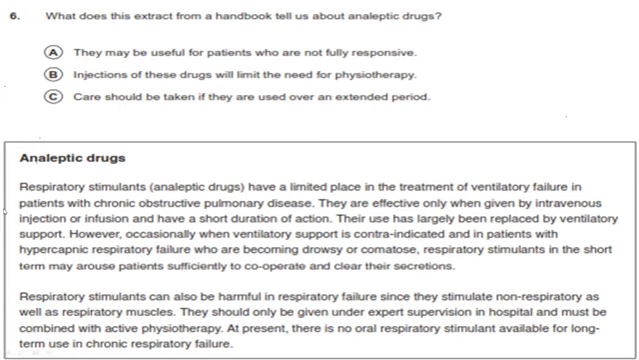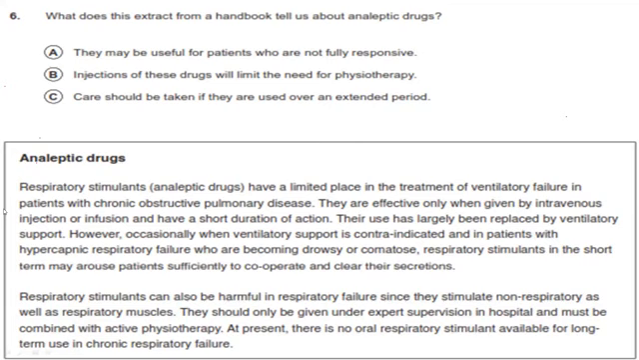Respiratory stimulants can also be harmful in respiratory failure since they stimulate non-respiratory as well as respiratory muscles. They should only be given under expert supervision in hospital and must be combined with active physiotherapy. At present, there is no oral respiratory stimulant available for long-term use in chronic respiratory failure.